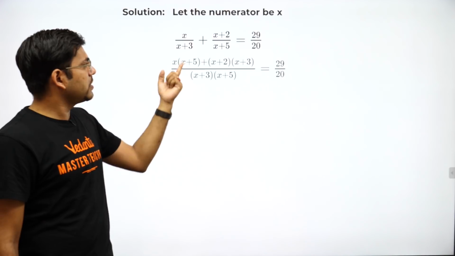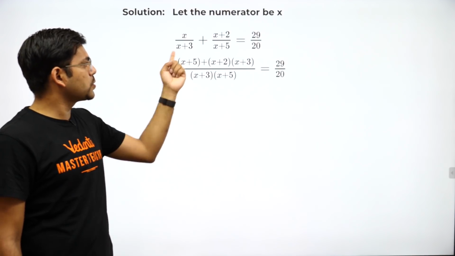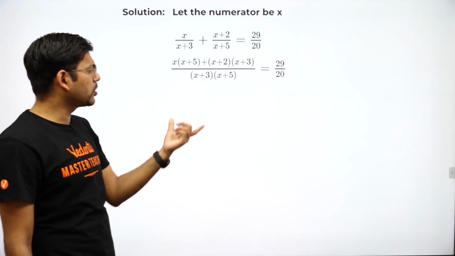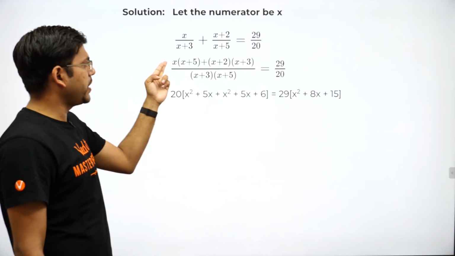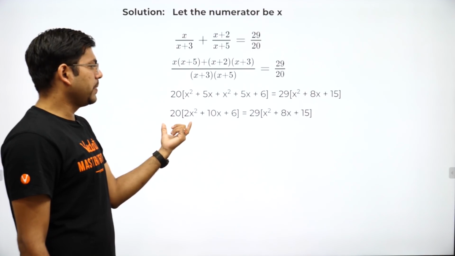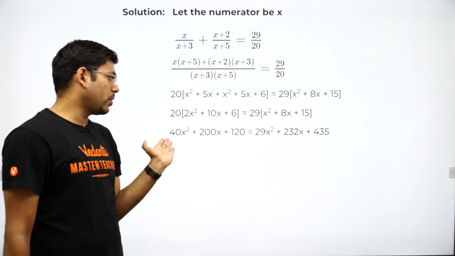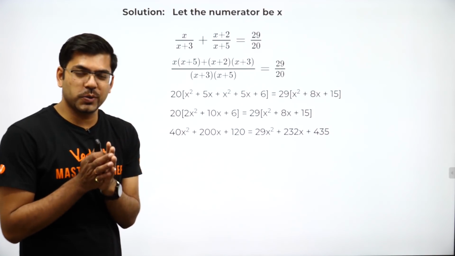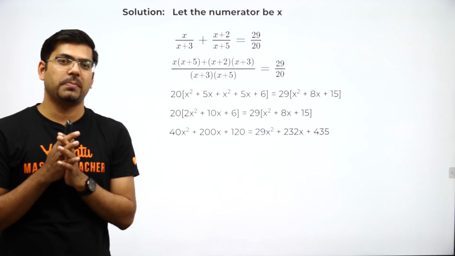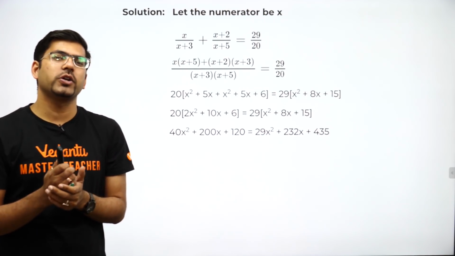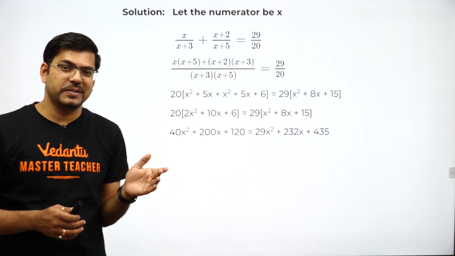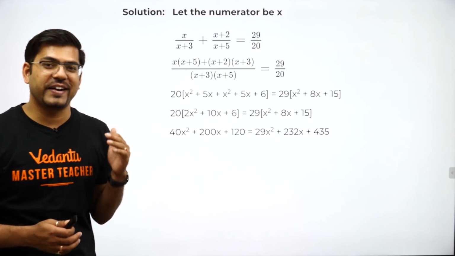Doing the cross multiplication, x into x plus 5, x into x plus 2 into x plus 3, and the LCM of the denominators multiplied. Solving both of them, multiplying by 20 by cross multiplication and bringing this to this side. Solving both of them, we will get something, and that something is 40x square plus 200x. I am not getting into the calculation only because I know you are all very much able to do that calculation part. So I am just giving you the methodology with which you can solve this question.